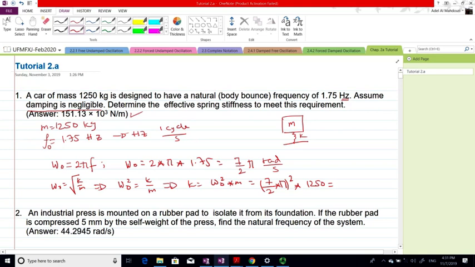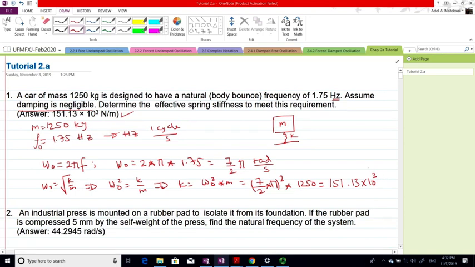How much? Yes, very good. So this is the answer, and it's similar to what's given in the book, 151.128, or about 1.13 multiplied by 10 to the power 3. What's the unit, Abdullah? Newton per meter, as spring stiffness. And this is the answer.